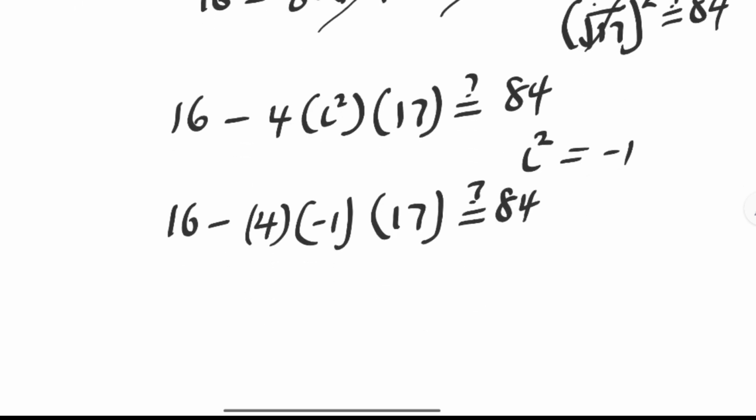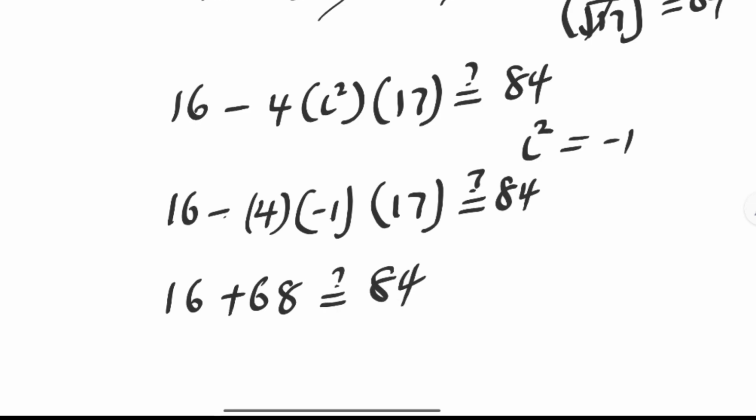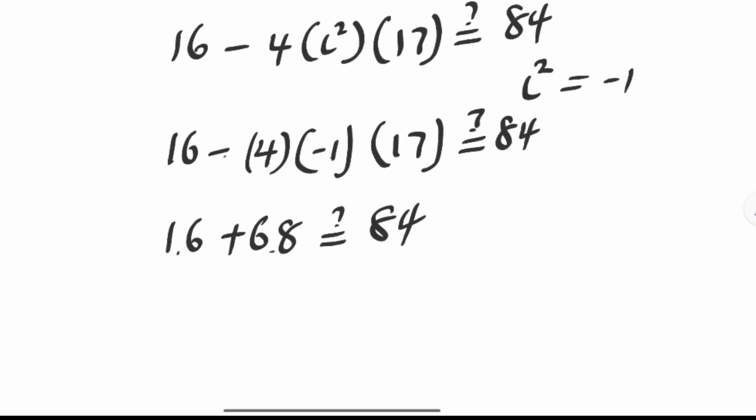Yes, minus 4 times minus 1 times 17, that is 68. Here will be positive 16. That must be equal to 84. 16 plus 68, that is 84, is equal to 84, which is true.